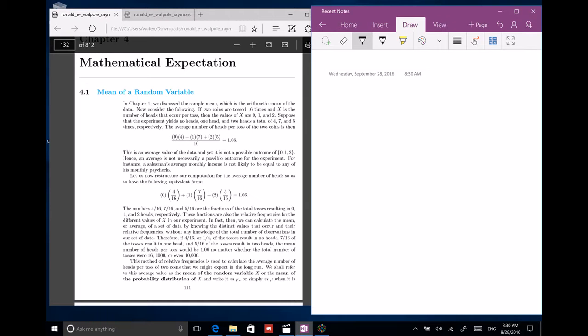Hello, in this video, let's look at Chapter 4, Mathematical Expectation. Section 4.1 introduces the mean of a random variable. In Chapter 1, we already discussed the mean value of a variable: add all the numbers together and divide by how many numbers you have, or by the total frequency. In this section, we don't have data, but we have a random variable.